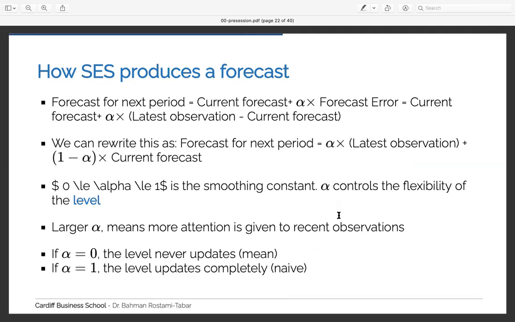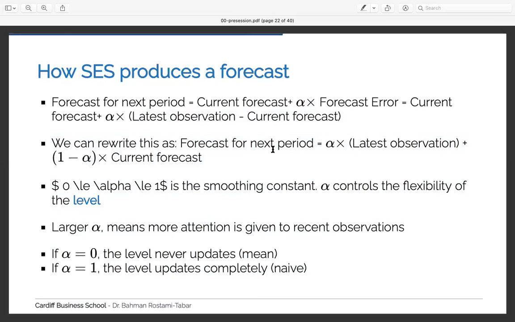There is an equation for SES, and the equation is: the forecast for next period is equal to the current forecast plus alpha times forecast error, and then I can replace this forecast error with latest observation minus current forecast, right? And I can rewrite it in this form. In textbooks, you may find different representations or formulas for SES. You can use any of these, but I refer to SES with this last equation here. The forecast for next period is equal to alpha times latest observation plus 1 minus alpha times current forecast.